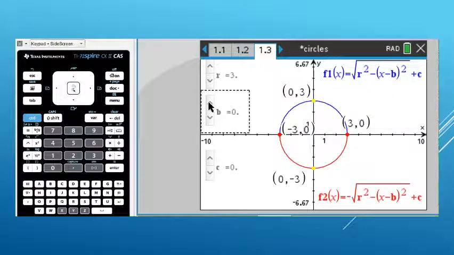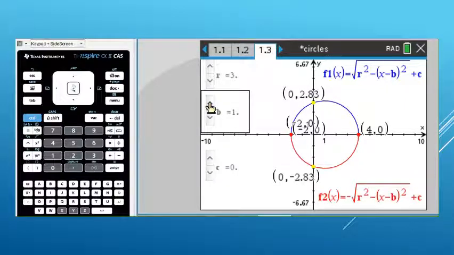If I make b 1, you can see the centre of the circle is now moved over here to (1, 0). Radius is 3, so it goes out to (4, 0). Radius is 3, so it goes out to (−2, 0) on the other side. It would go up to the coordinate (1, 3) and down to the coordinate (1, −3).